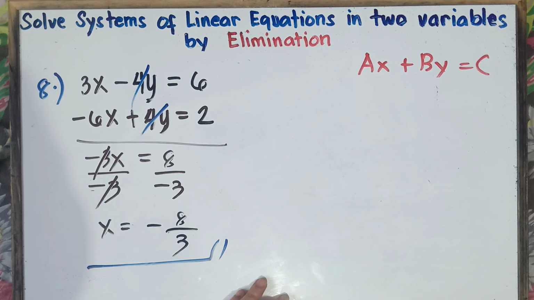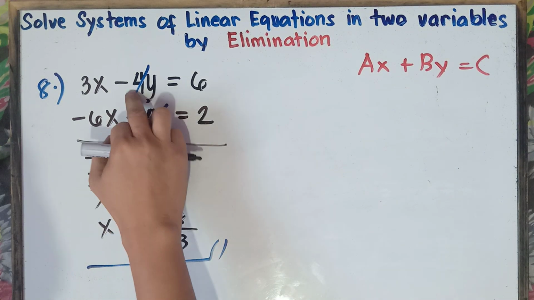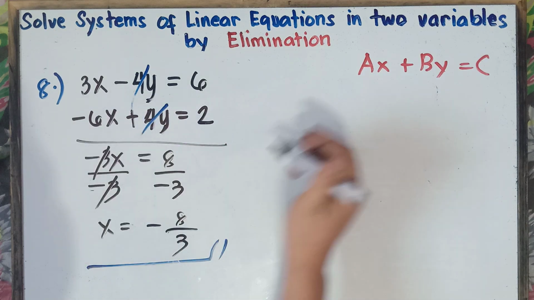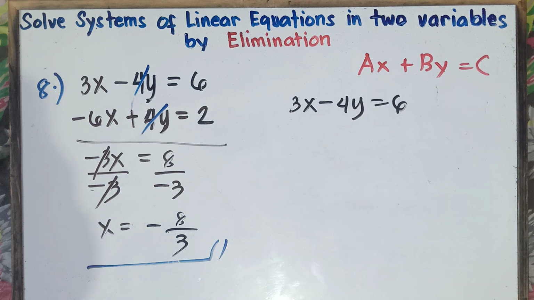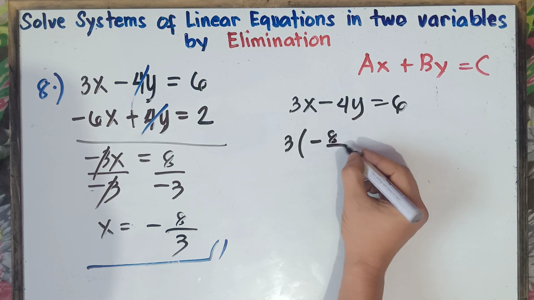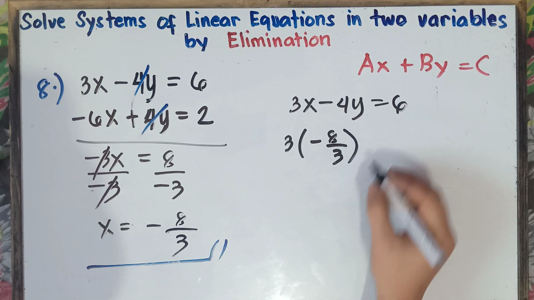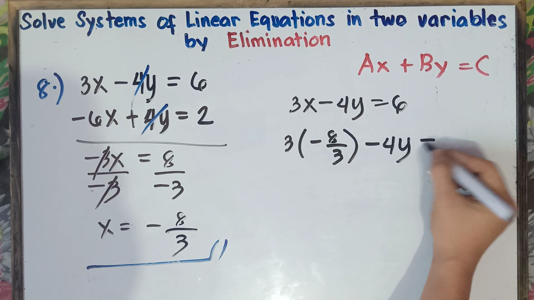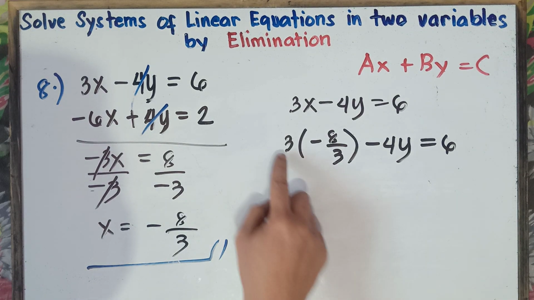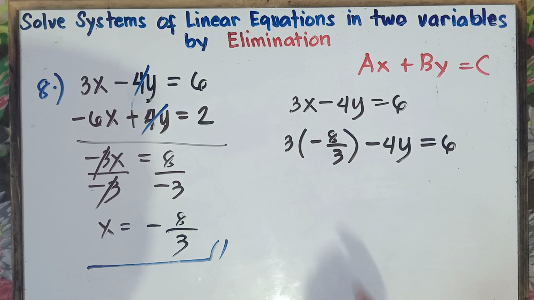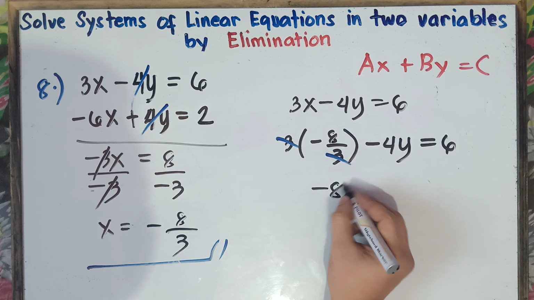Alright, and then to get the value of y, simply substitute the value of x either on this first equation or second equation. So let's have the first equation. So 3x minus 4y equals 6. So 3 times the value of x, that would be negative 8 over 3, minus 4y equals 6. Alright, so we can divide this one. 3 divided by 3, that would be equal to 1, right? We can cancel it out and then simply copy negative 8.